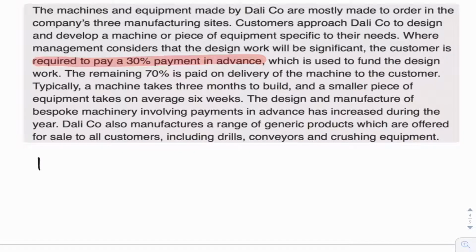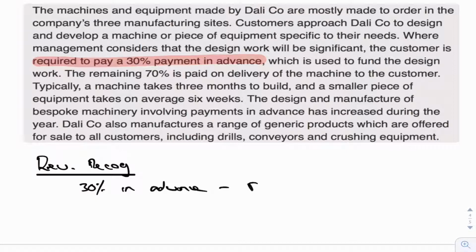Whenever you see that, that's a revenue recognition problem. Okay, now we're not saying that they're definitely going to treat it wrongly. We're saying there's a risk that they may treat it incorrectly. So what is the risk then? Well, you just state, you talk about this 30% in advance, and you state the risk is that we recognise it too early.